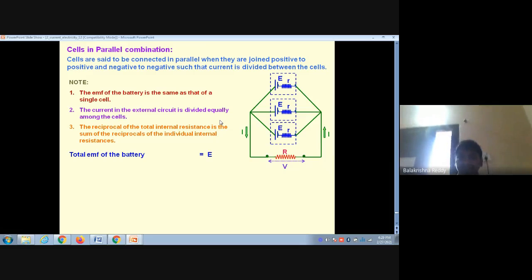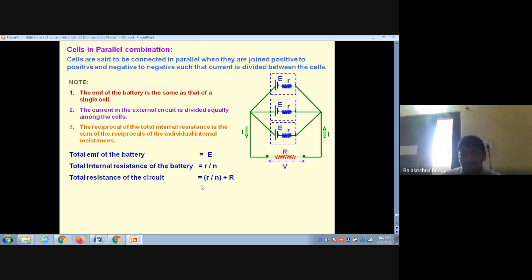That is, you can write the total EMF of the battery as E and the total internal resistance of the battery as r by n, because potential difference will not divide in parallel but current divides. We have written in series n into r as the total internal resistance. Here r by n we are writing. We have studied in parallel resistance that when you connect n identical resistances, it can be written as r by n. Total resistance of the circuit can be written as r by n plus capital R.